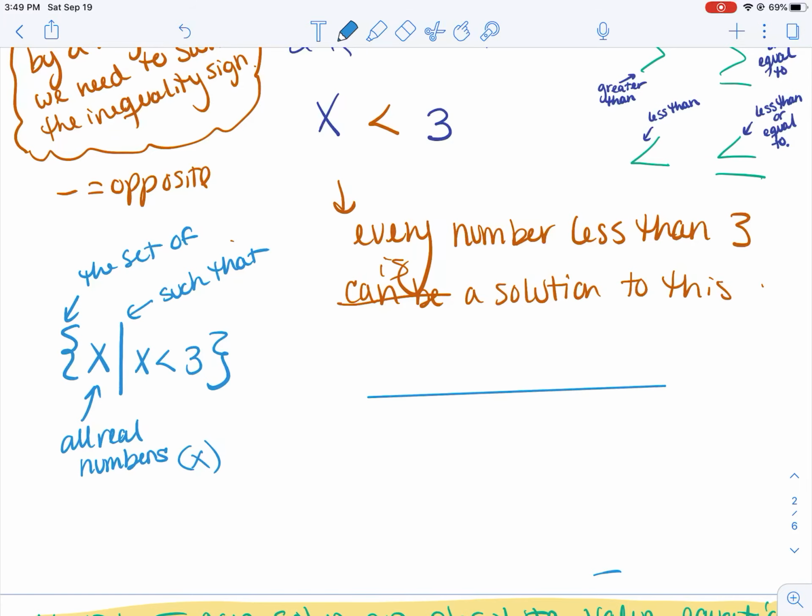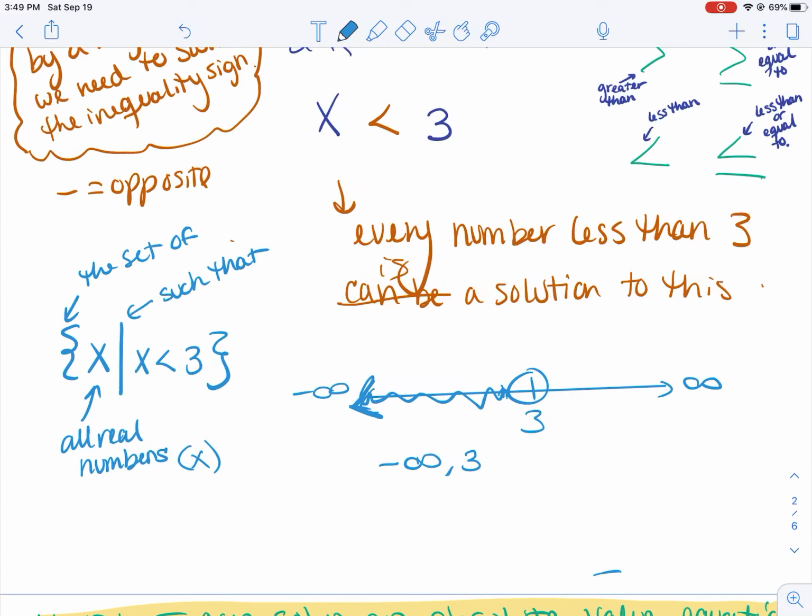Those are the solutions to this problem. You also might have seen, I'm going to bring our number line back for a second, interval notation. That would be used to describe our number line, using infinity and then parentheses or brackets. So if we have everything less than 3 on our number line, that would mean all of the numbers between negative infinity and 3, right? Positive infinity being at the other end of the number line.